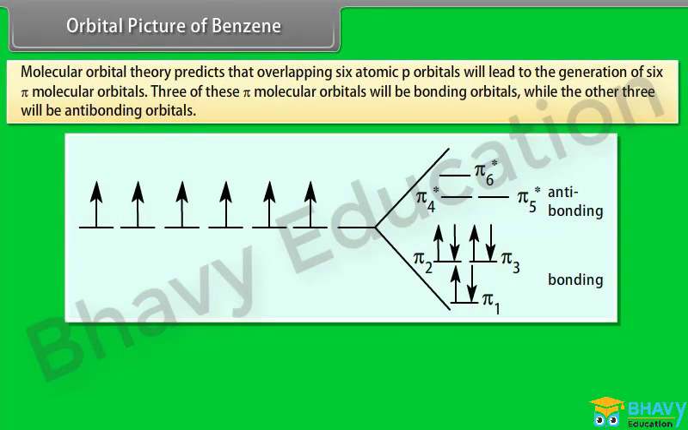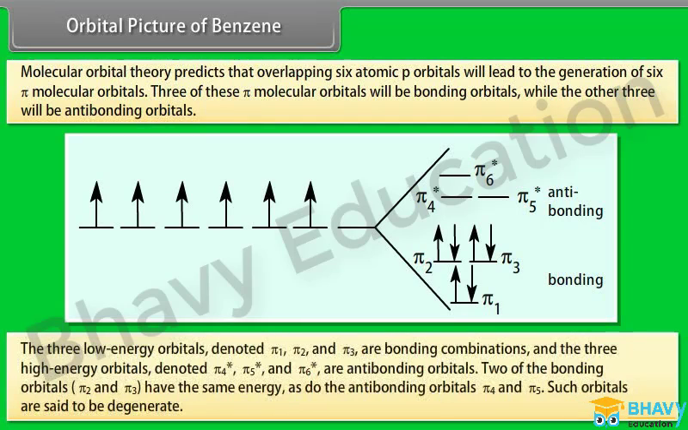Molecular orbital theory predicts that overlapping 6 atomic p orbitals will lead to the generation of 6 pi molecular orbitals. 3 of these pi molecular orbitals will be bonding orbitals, while the other 3 will be anti-bonding orbitals, as shown in the figure. The 3 low-energy orbitals denoted pi1, pi2 and pi3 are bonding combinations, and the 3 high-energy orbitals denoted pi4, pi5 and pi6 are anti-bonding orbitals. 2 of the bonding orbitals, pi2 and pi3, have the same energy, as do the anti-bonding orbitals pi4 and pi5. Such orbitals are said to be degenerate.